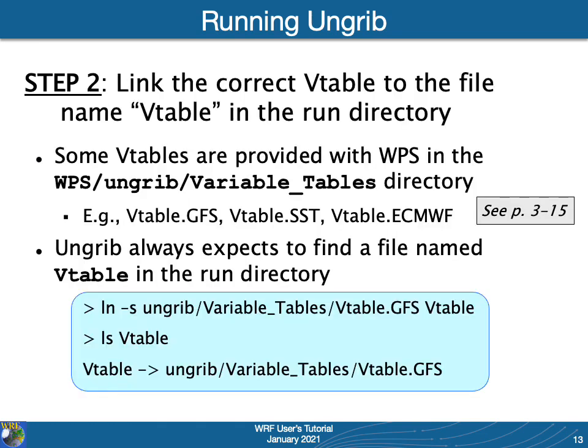After editing the namelist.wps file, the next thing that we need to do is to link or copy the correct Vtable into our run directory. Various Vtables corresponding to different sources of grib data are provided with the WPS in the WPS/ungrib/Variable_Tables directory. For example, we have Vtables for GFS data, for ECMWF data, and for various sea surface temperature data sets. The key point is that the ungrib program always expects to find a file named simply Vtable in the run directory, with no suffix. So when linking or copying, we need to make sure to remove that suffix.